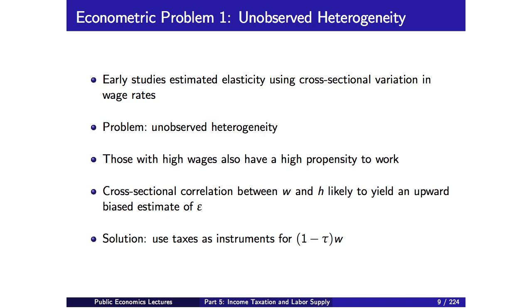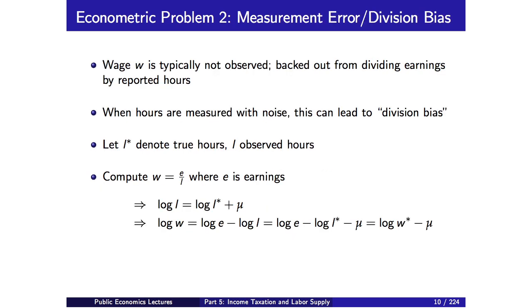Don't just use variation in W. Use variation in 1 minus tau times W, where you're instrumenting with tax reforms or some other source of variation in tax rates, which makes a lot of sense. The second problem is related, and this arises from a data issue, which actually goes back to mainly the labor literature, which is that we typically don't directly observe wages, right? So often in data sets, what you have is information on the number of hours you work and how much you earned. And then there's obviously an identity, divide earnings by hours to figure out your implied wage rate.